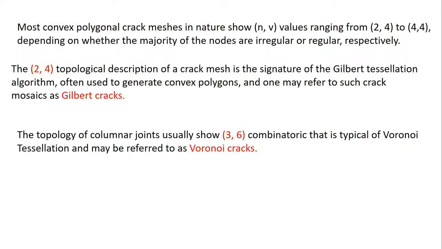Now, in most convex polygonal crack meshes, you will find NV values ranging from 2, 4, that is n is 2 and V is 4, to 4, 4, depending on whether the nodes are regular or irregular. A 2, 4 topological description of a crack mesh is the signature of a Gilbert tessellation algorithm, and they are referred to as Gilbert cracks. Whereas on a triangular lattice, what we saw is a 3-6 combinatoric. The node was of degree 3 and it shared 6 polygons. So this 3-6 combinatoric is usually typical of a Voronoi tessellation and is referred to as Voronoi cracks.